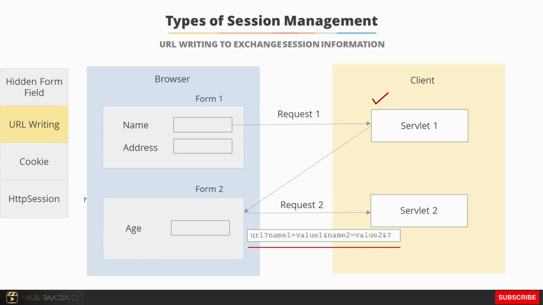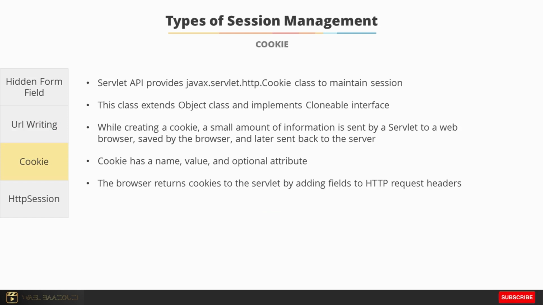The third option of storing state and doing session management is a cookie. The Servlet API provides javax.servlet HTTP cookie class to maintain session. This class extends object class and implements clonable interface. While creating a cookie, a small amount of information is sent by a servlet to a web browser, saved by the browser, and later sent back to the server.